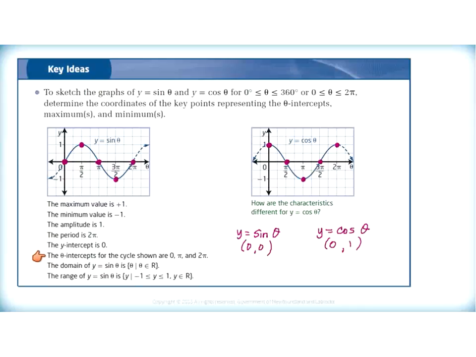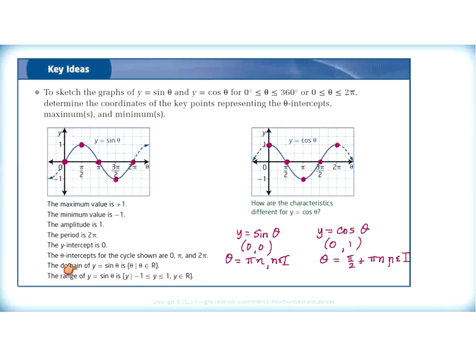The theta intercepts for the cycle shown are at 0, pi, and 2 pi. So for the graph of sine, your x-intercepts are at multiples of pi, pi n, where n belongs to the set of integers. Your x-intercepts, or theta intercepts, for the graph of cosine, sorry, I'm referring to that as x, but in this case the angle is given to be theta. So the theta intercepts here would be at pi over 2 plus multiples of pi to get from one to the other, where n belongs to the set of integers.